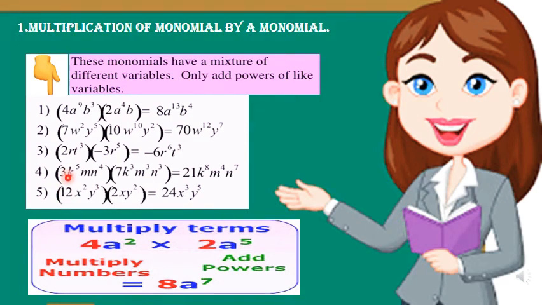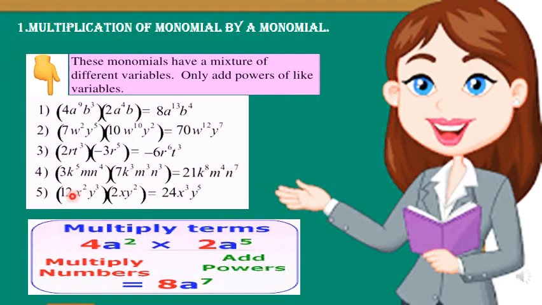Next example, 3k power 5 mn power 4. This is a monomial and it is going to be multiplied with another monomial 7k cube m cube n cube. First multiply the numerical coefficients, that is 3 into 7. It is going to be 21. K power 5 into k power 3 is k power 8. M power 1 into m power 3 is m power 4. N power 4 into n power 3 is n power 7.